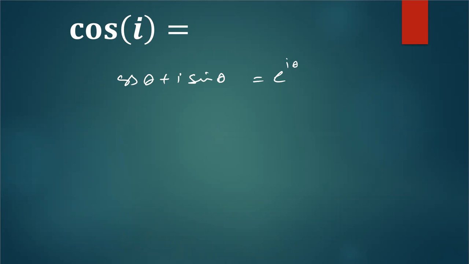If we change theta here to negative theta, like replace theta with negative theta, I will reach this form: cosine negative theta. Of course, I know that cosine is an even function, and i sine negative theta is equal to e to the power negative i theta.